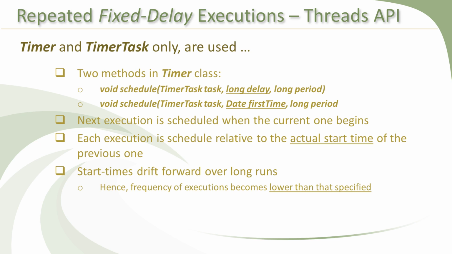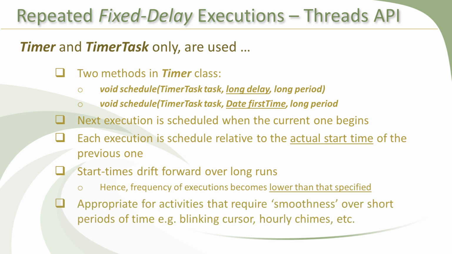And I have already mentioned that the next scheduled execution time is calculated relative to the previous actual execution time. So, if the current actual execution is delayed, then the next scheduled execution time will also be delayed. Then the next actual execution time will be either the same as or later than the next scheduled execution time. So, over long periods, this cumulative delay becomes significant and results in the frequency of executions becoming somewhat lower than what was initially specified.